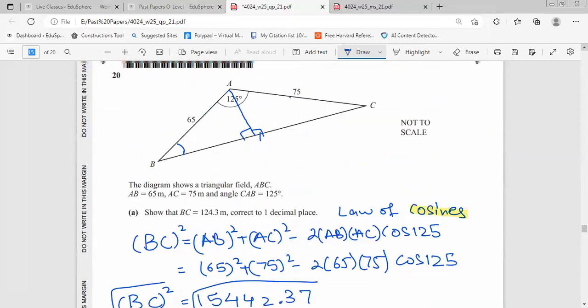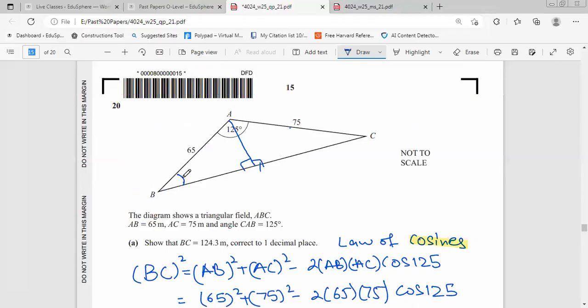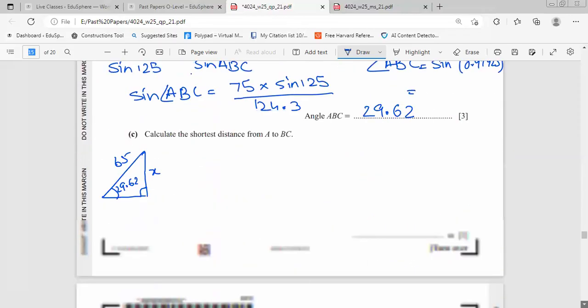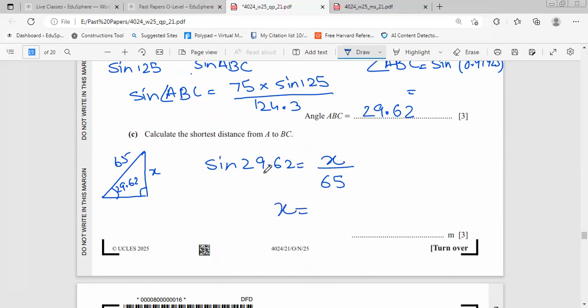This is 65, this angle I have taken, and this I'm going to find out, the shortest distance. So for this I'm going to use, because it's perpendicular over hypotenuse, so we will be taking sine 29.62 equals perpendicular over hypotenuse, and the value of x is multiplying 65 with this. So what do we get? 32.13 meter.